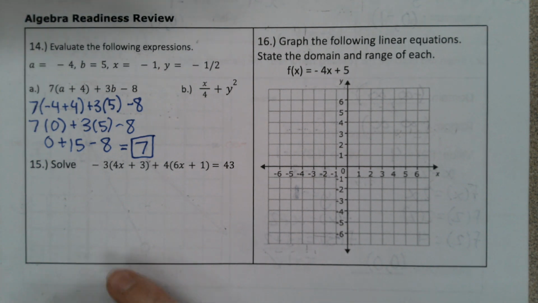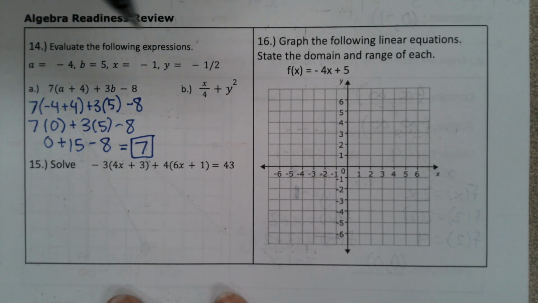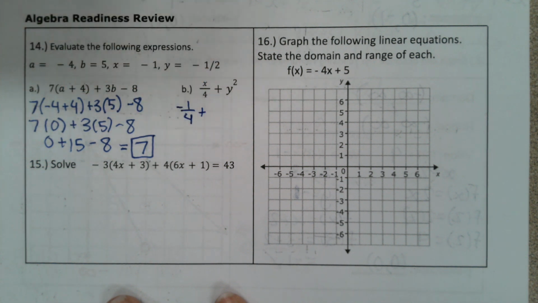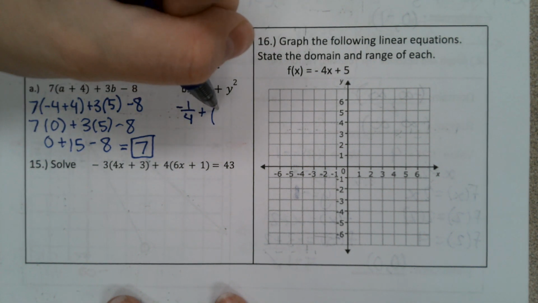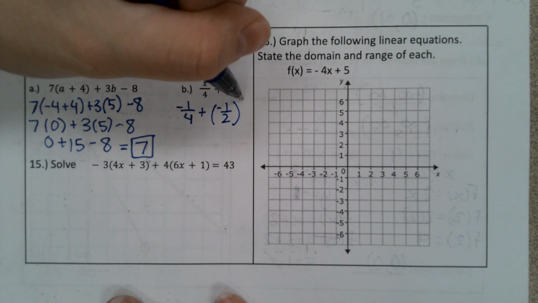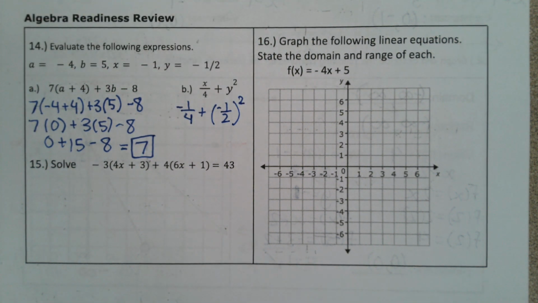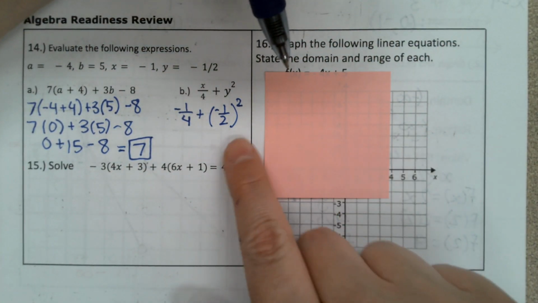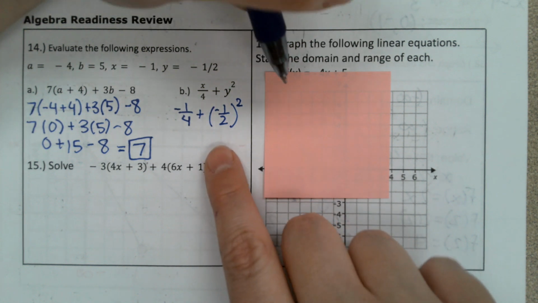B, x over 4 plus y squared. X is -1, plus y is -1/2 squared. I'm going to do this part on a post-it note just because I don't have a ton of space. So we have an exponent here. We have to take care of that.